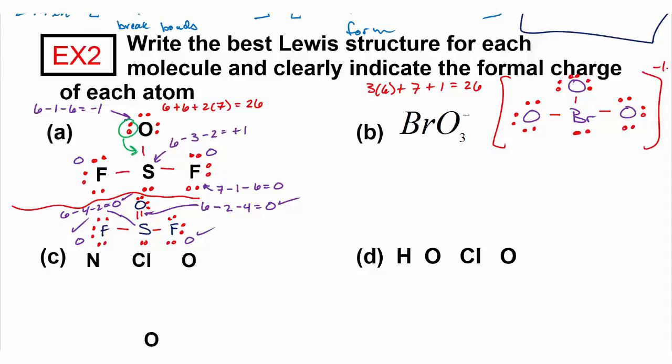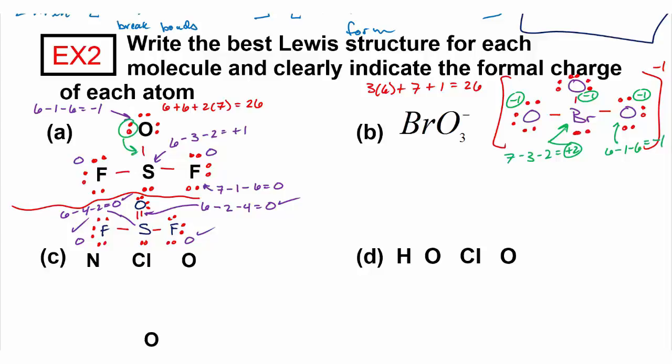So is that my best structure? So these oxygens, I have 6 valence minus 1 bond minus 6 lone electrons, a negative 1. So on these oxygens, I have a negative 1 formal charge on each one. On the bromine, 7 valence minus 3 bonds minus 2 lone electrons, the positive 2. So if I add up all my formal charges, I have 3 negative 1s, so that's a negative 3, and a positive 2, and I get a negative 1 overall formal charge. So that looks great. That's how it should be.